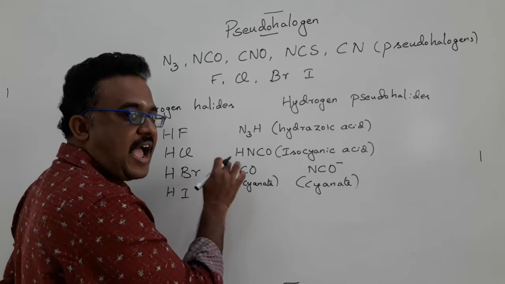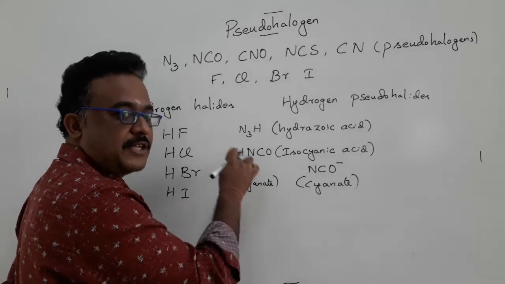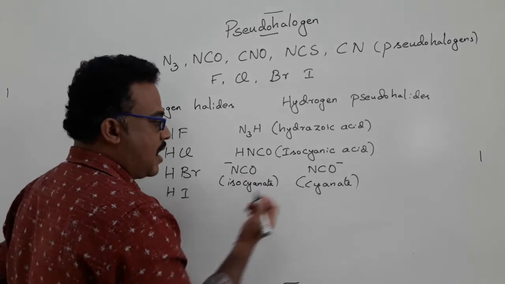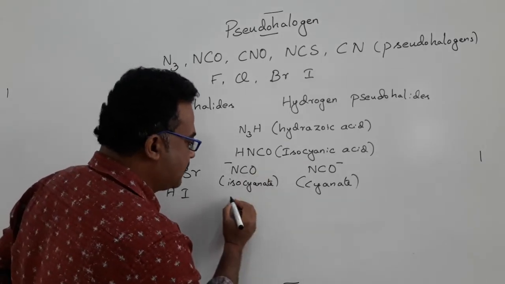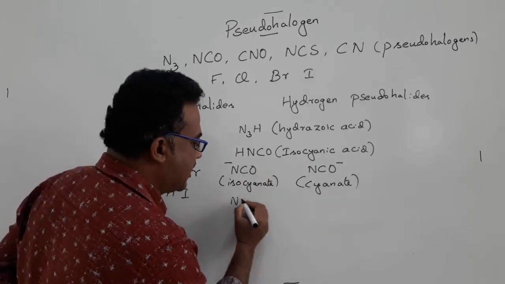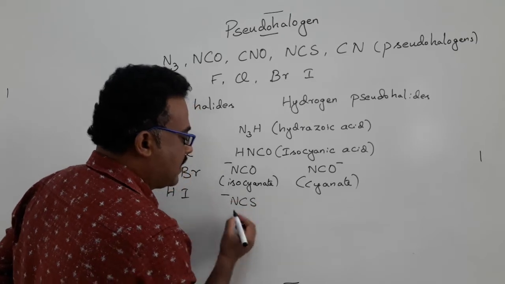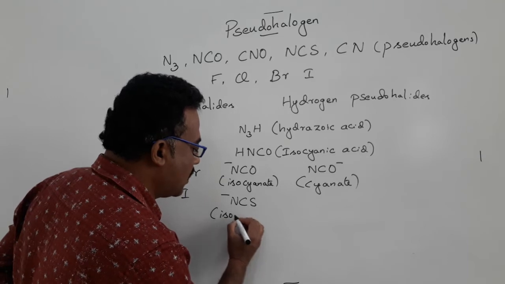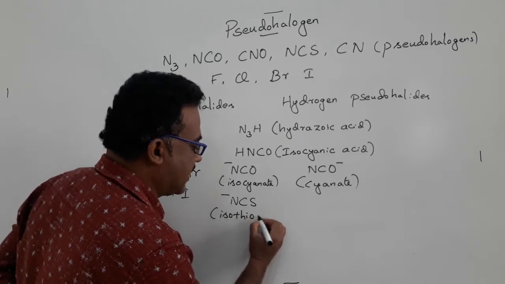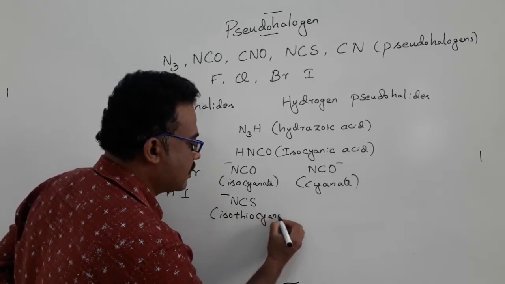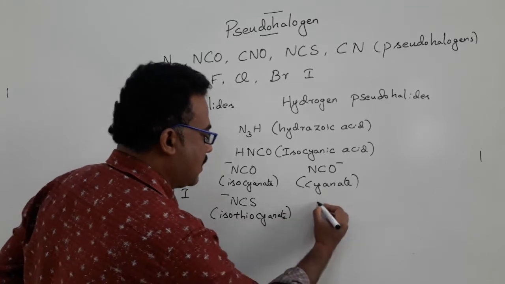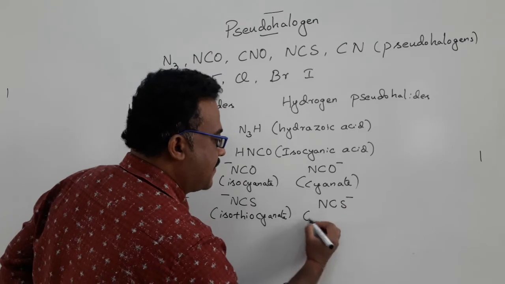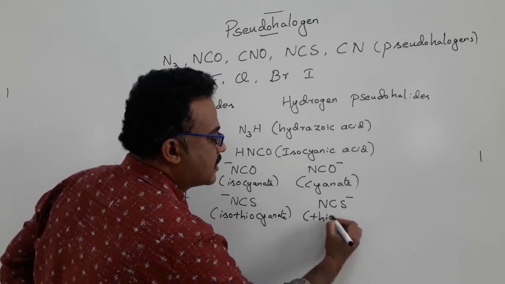The negative charge is localized more either on the nitrogen center or the oxygen center. Similar things we know with sulfur derivatives also. NCS minus, bonded through nitrogen, is called isothiocyanate, and SCN minus, bonded through sulfur, is called thiocyanate.